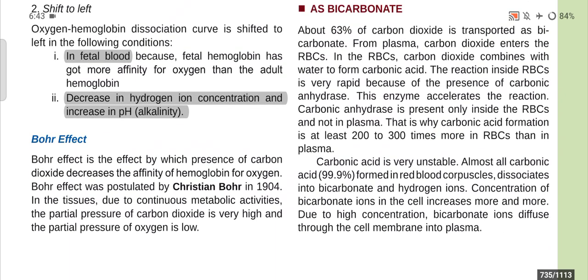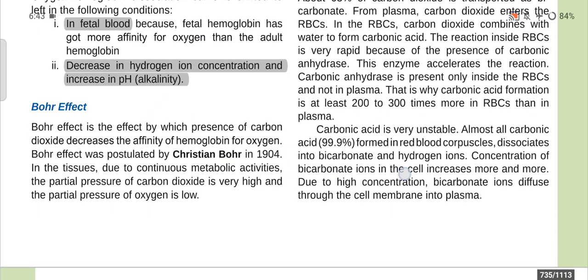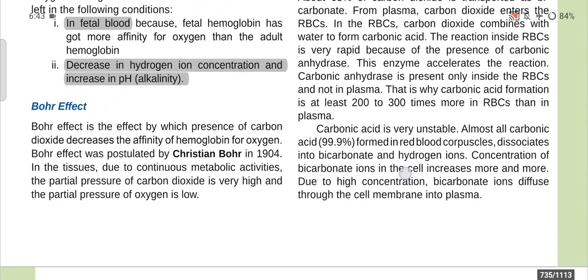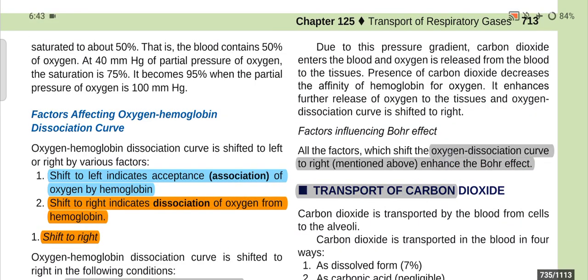Now the Bohr effect. The Bohr effect is the effect by which the presence of carbon dioxide decreases the affinity of hemoglobin for oxygen, and the Bohr effect was postulated by Christian Bohr in 1904. In the tissues, due to continuous metabolic activities, the partial pressure of carbon dioxide is very high and the partial pressure of oxygen is very low.